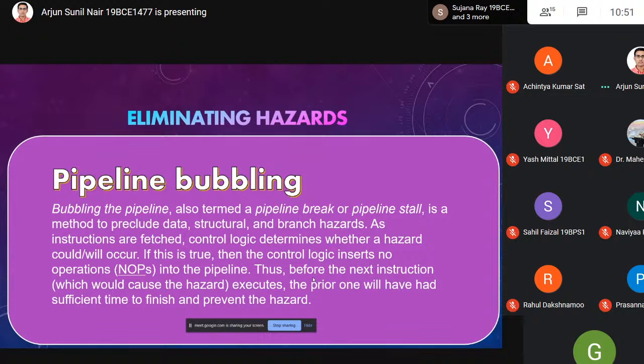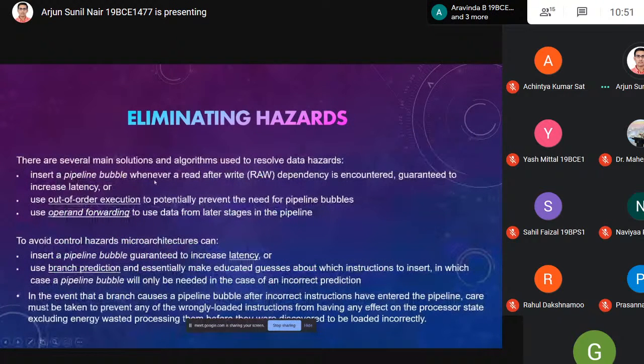So over here we have shown how to resolve data hazards. We have shown to insert a pipeline bubble. Also, you can use out-of-order execution to potentially prevent the need for pipeline bubbles, and then use operand forwarding to use data from later stages in the pipeline. Data hazards, as I explained before, depend upon the previous instruction as well. So if you use operand forwarding from the previous data, then it will make the pipeline instruction execution much easier. Now, to avoid control hazards, another way is again a pipeline bubble.